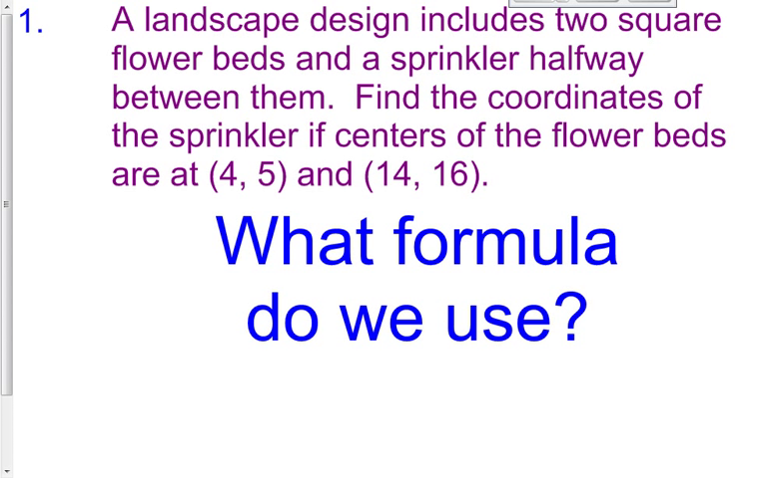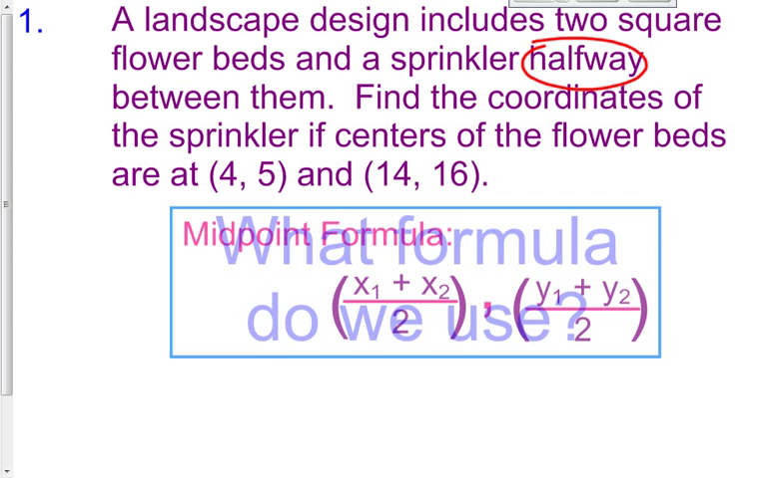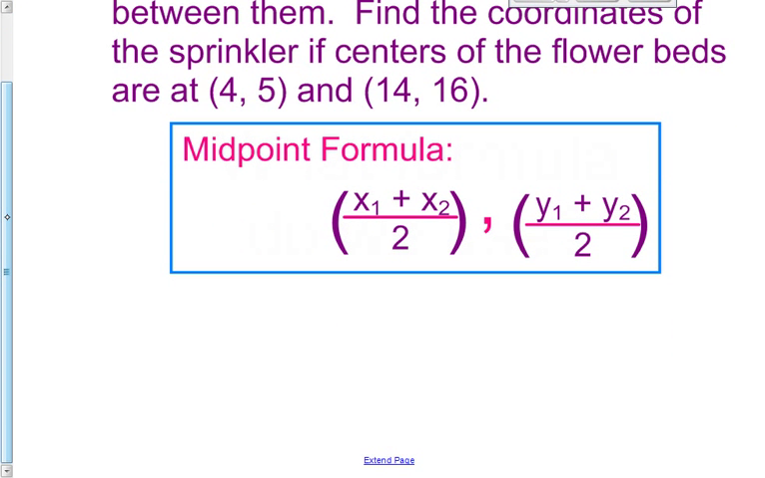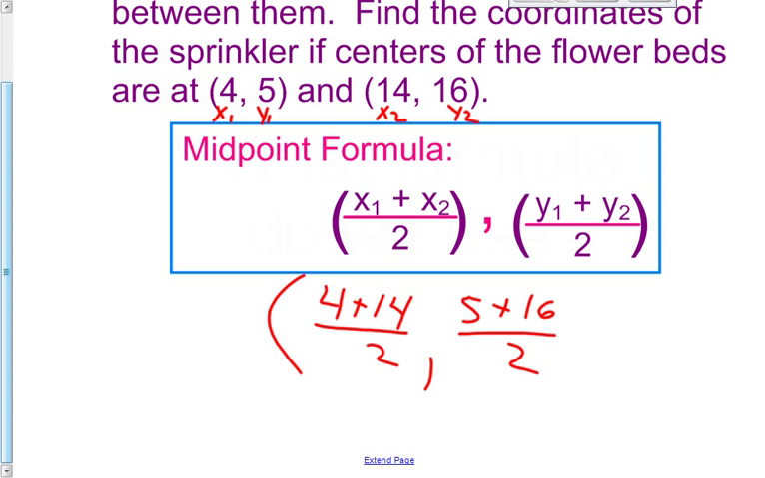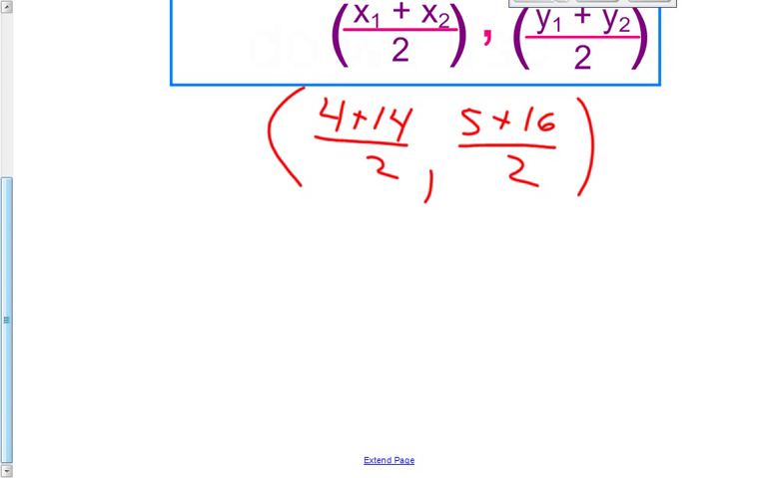What we want to find, class, is the sprinkler, and it says that the sprinkler is halfway. So halfway means that it is the midpoint. So obviously our midpoint formula is what we're going to use. You're going to call your first point x1, y1, and your other point x2, y2. So that sprinkler is going to be at (4 plus 14) divided by 2 and (5 plus 16) divided by 2. Add up the x's divided by 2, add up the y's divided by 2.